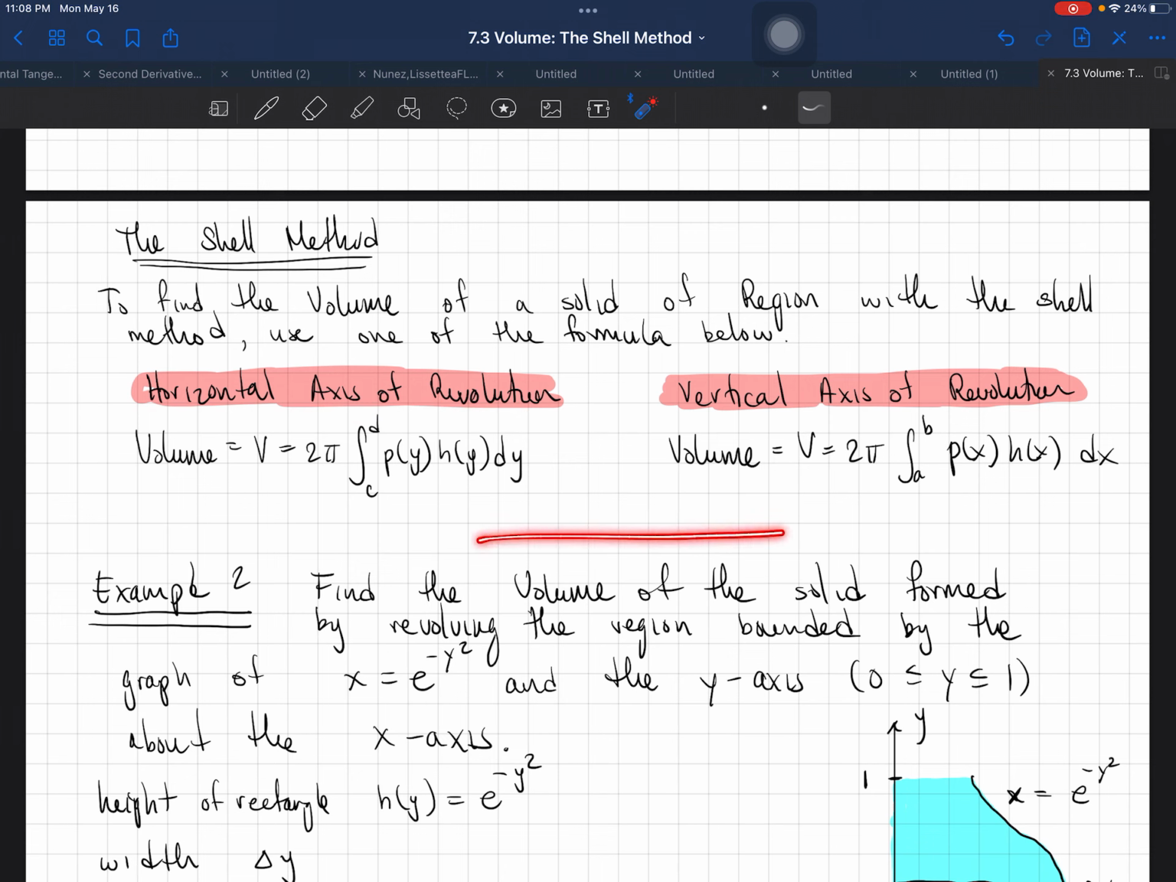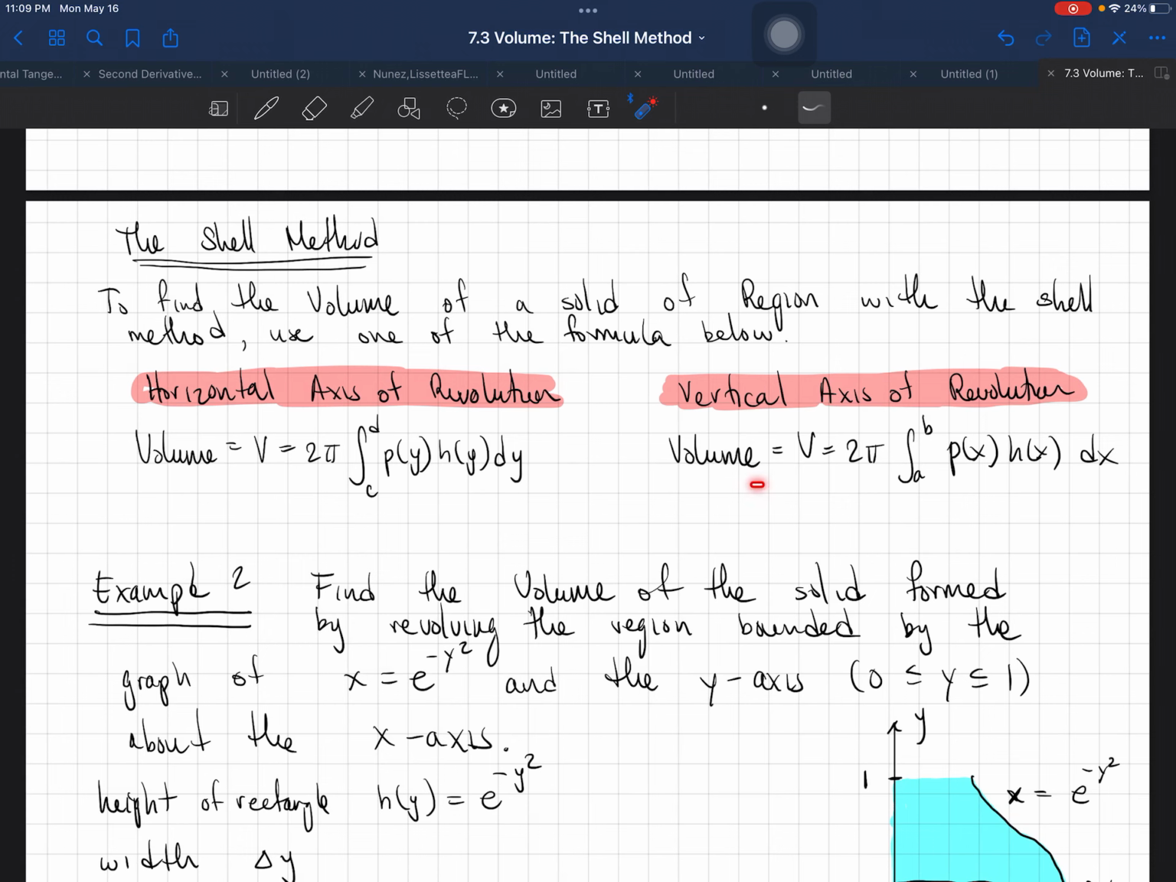So which one is the horizontal? This one right here, right? So if your rotation happens to be like this on the x-axis or on some horizontal, then we're going to be using this one. If you notice, this one is a little bit different because now our distance from the rotation function is in terms of y. The height is also in terms of y, and your delta y is in terms of y. And so these are going to be the boundaries in your y-axis, right?